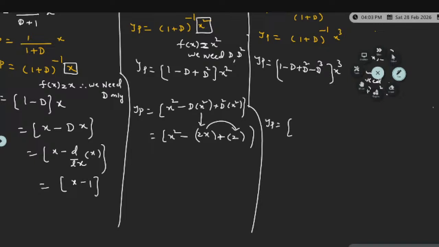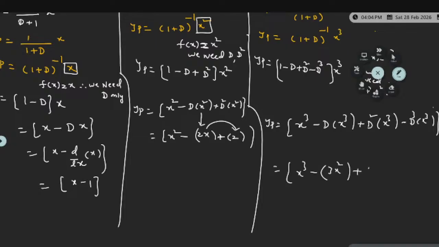Next, take x cube inside: x cube, d of x cube, d square of x cube, d cube of x cube. Now it is very simple. x cube, d of x cube, 3x square, differentiation 6x, differentiation, that's it. Okay, it is done. This is yp. It is yp and it is yp. Copy.